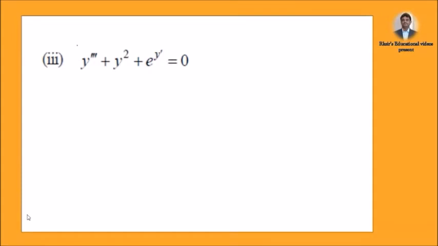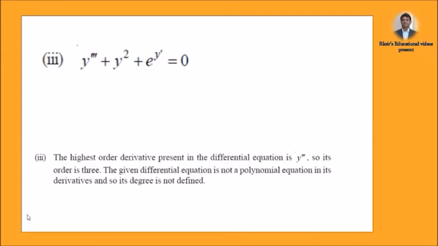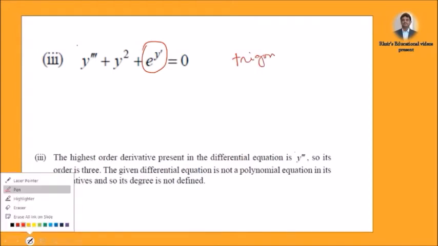Now this is a question. The order is 3. But it is not a polynomial expression, because there is an exponential form, therefore the degree is not considered. When an exponential form is there, or when a trigonometric form is there, we can't define the degree.